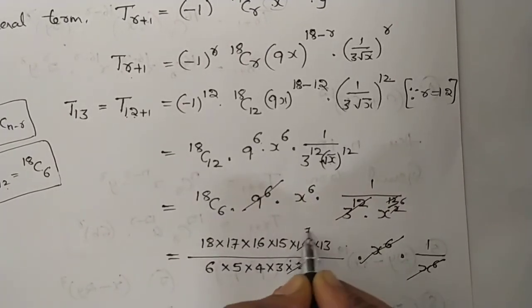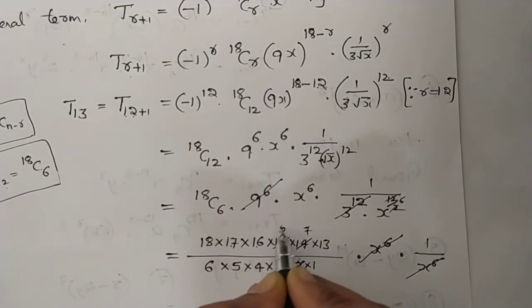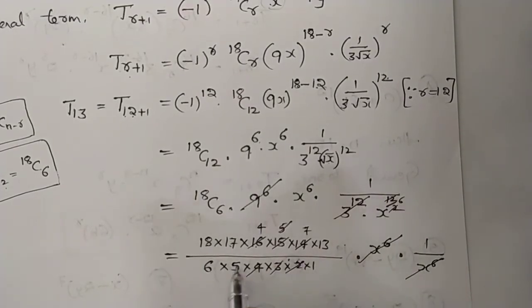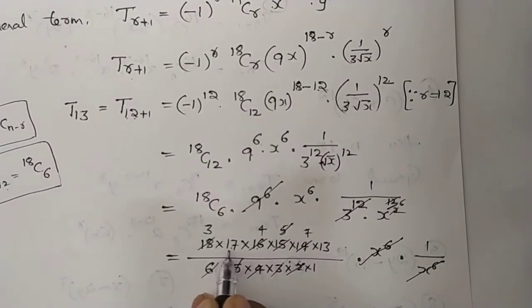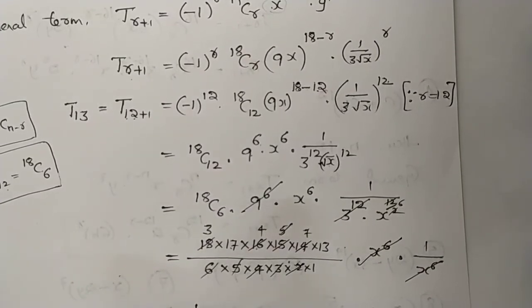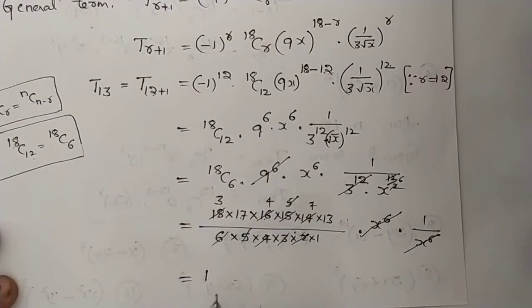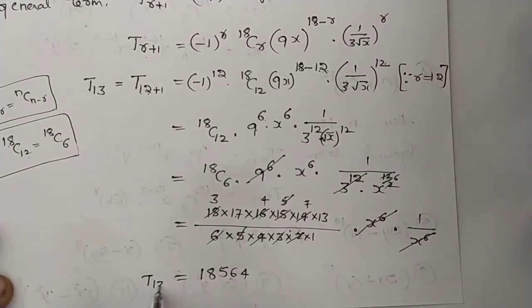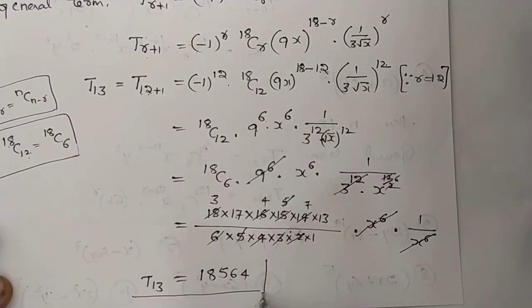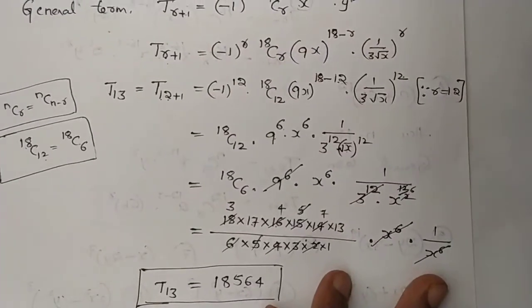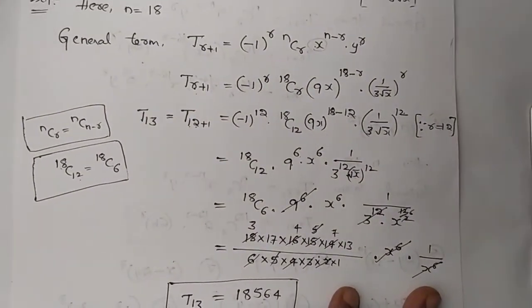Now 2 ones are 2, 7 twos are 14... simplifying, 5 will get cancelled, 6 ones are 6, 3 twos are 6. That is equals to 3 into 17 into 4 into 7 into 13. How much is this? Use the calculator: 18564. Therefore the 13th term is 18564. Do you understand? Yes.